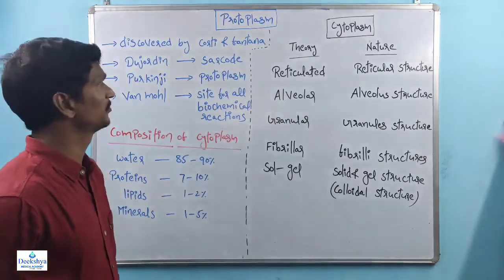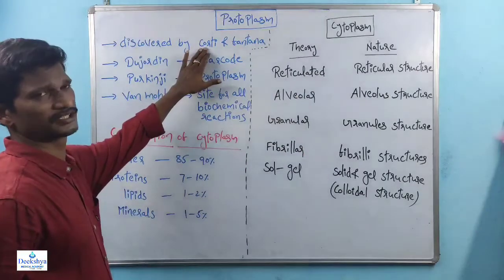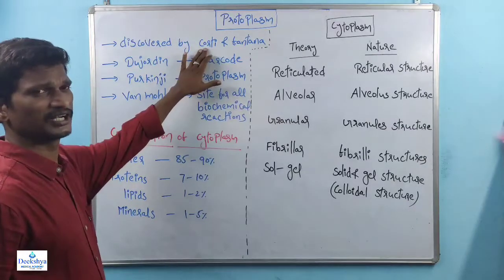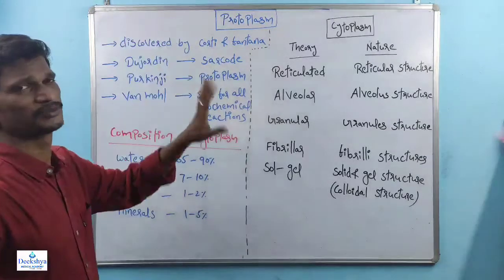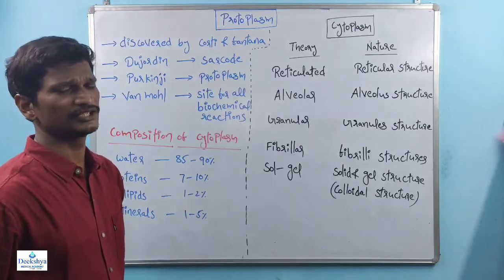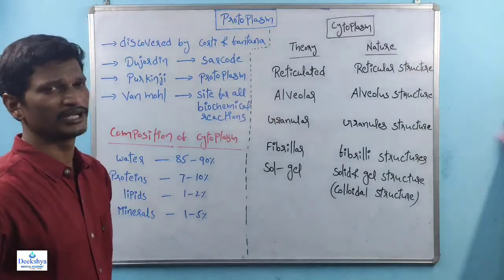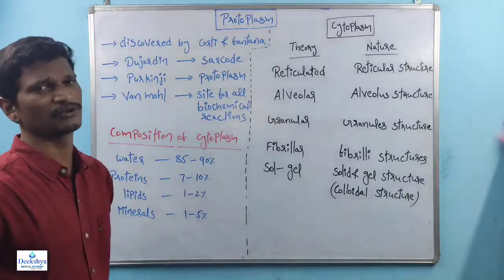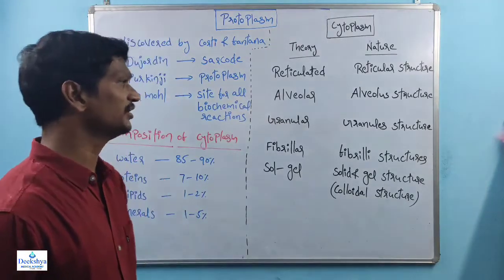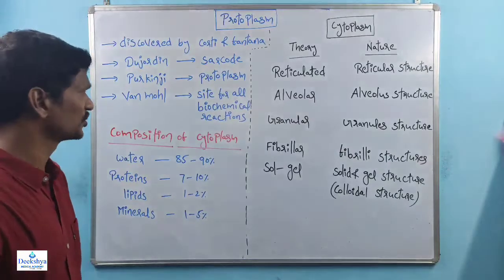Protoplasm was first discovered by the scientists Corti and Fontana. Both of them first identified the protoplasm content within the cell. And we know that Dujardin is the scientist who first gave a name to the protoplasm. The name is sarcode, a term coined by Dujardin.